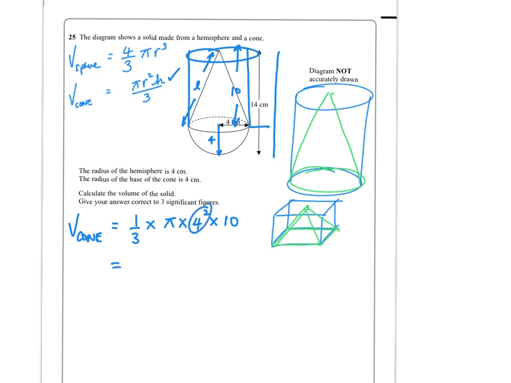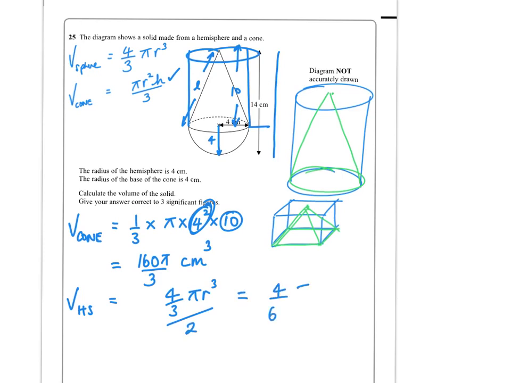So we've got 16. You can put it all into your calculator, obviously. So 16 tens are 160. So I'm going to leave it as 160 pi over 3. And that is going to be centimetre cubes. And then I want the volume of the hemisphere. Well, the volume of a sphere is going to be 4/3 pi r cubed, but I want the hemisphere, so I've got to halve it. So I'll have 4/6 of pi r cubed, which is the same as 2/3 of pi r cubed.